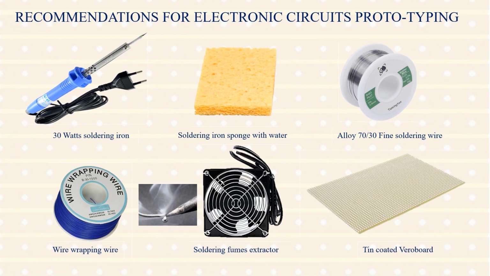Use a proper wire wrapping wire to wire up your prototypes. Use a soldering fume extractor to protect yourself from the fumes of the soldering wire. Use a good quality tin-coated vero board for your prototyping.